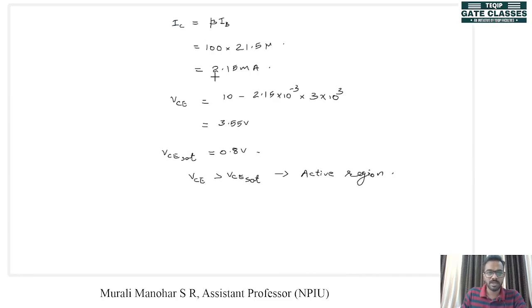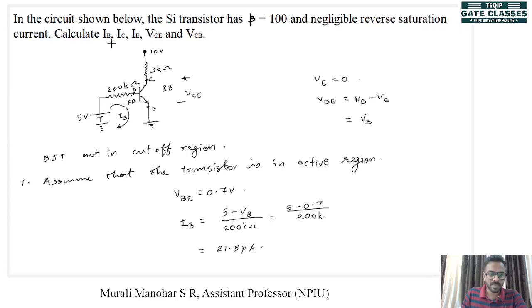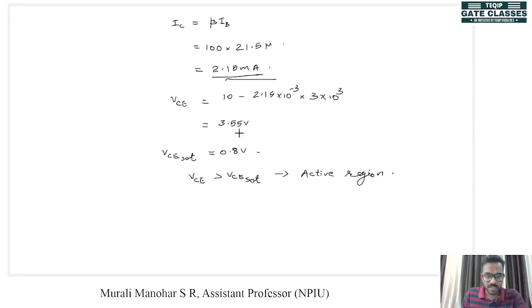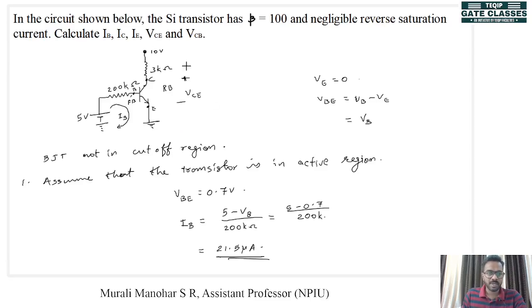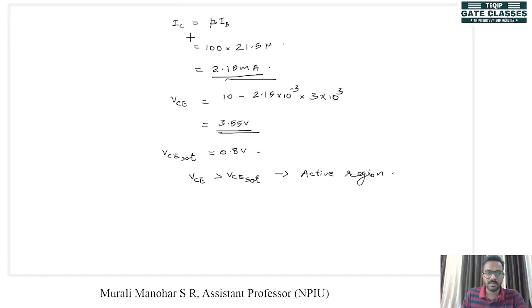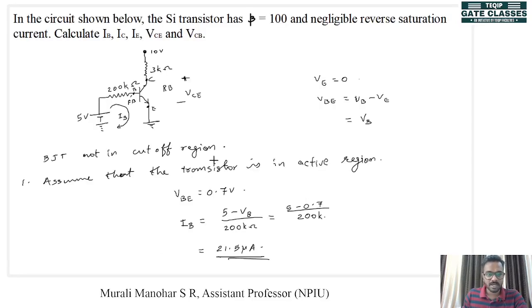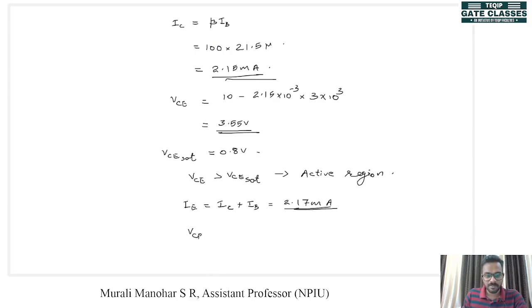So we have already got IC, IB, VCE is already there. Now we need to find IE and VCB. We know that IE is equal to IC plus IB. So this will be 2.17 milliampere. And the last thing is VCB.